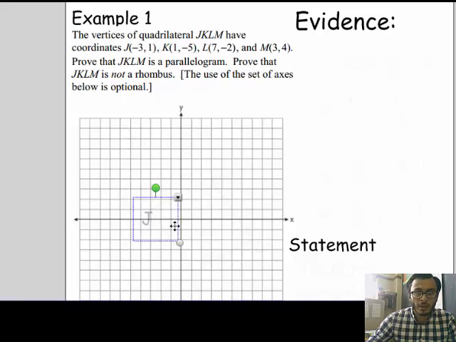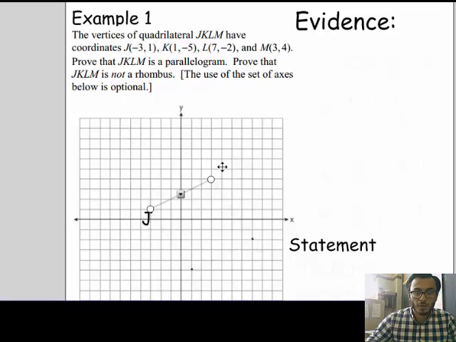J is -3, 1. So let's go ahead and plot that. My computer is running very, very slow. -3, 1 is 1, 2, 3 right over here. K is 1, -5. 1, 2, 3, 4, 5 right over here. L is 7, -2. And that will be right over here. And M is 3, 4. 1, 2, 3. 1, 2, 3, 4. And connect.